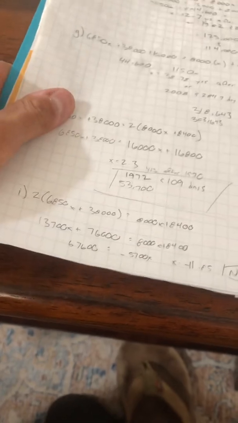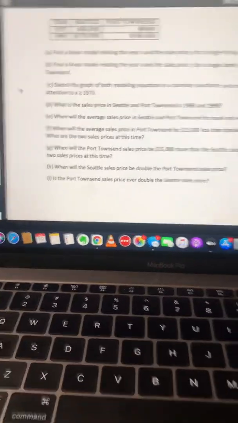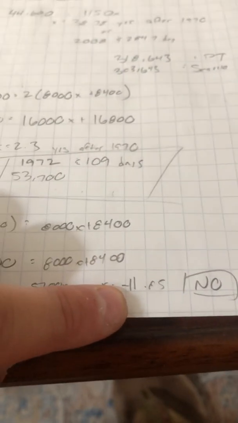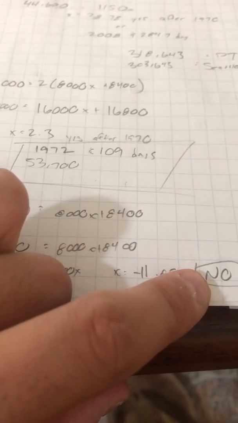$53,700. Okay, last question asks, is the Port Townsend sales price ever double the Seattle sales price? And the answer is no. Maybe 11.85 years ago it was, but in the future it's not going to happen again.